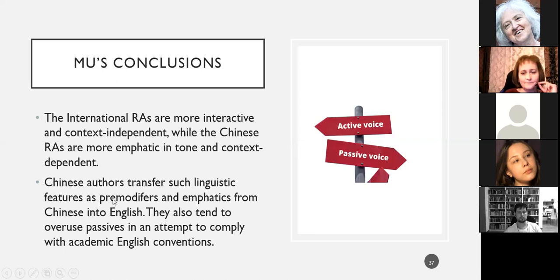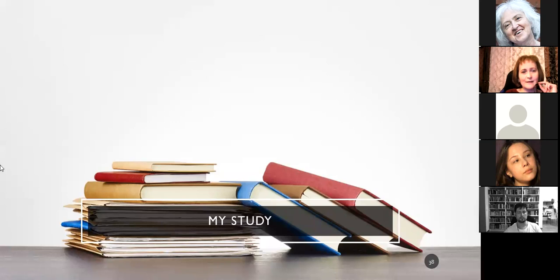Okay, so that's it. And the final part of my talk today will be devoted to my study, which is still in progress, I should say. So my study undertakes quantitative and qualitative analysis of register variation conducted on a corpus of research articles in 4 hard and 4 soft sciences.